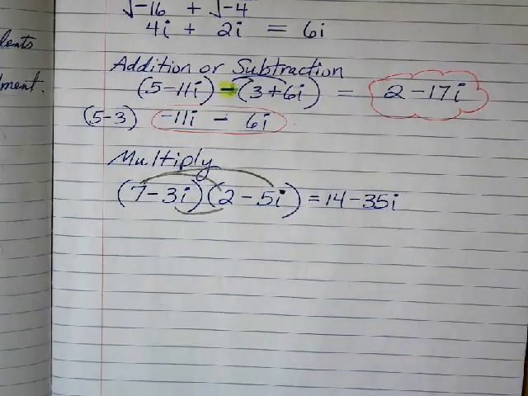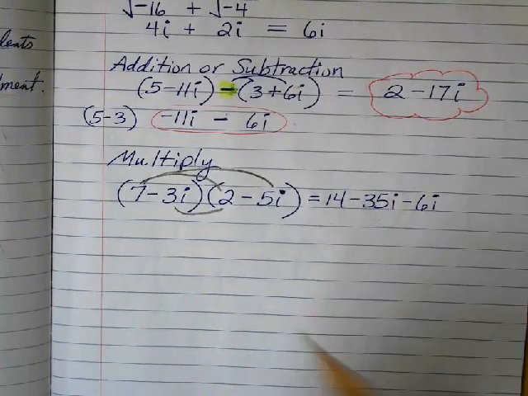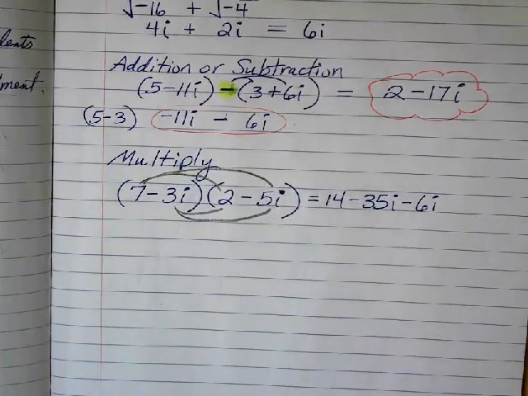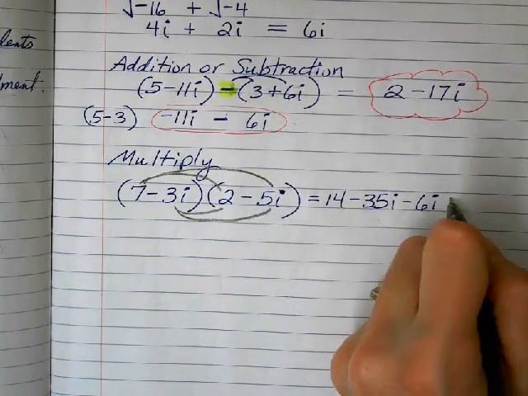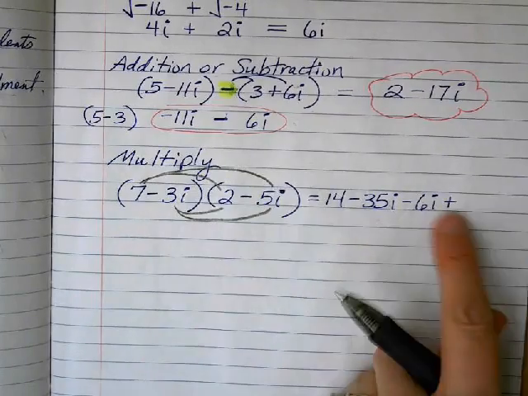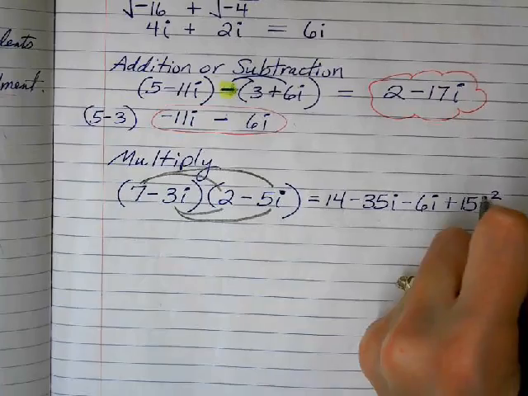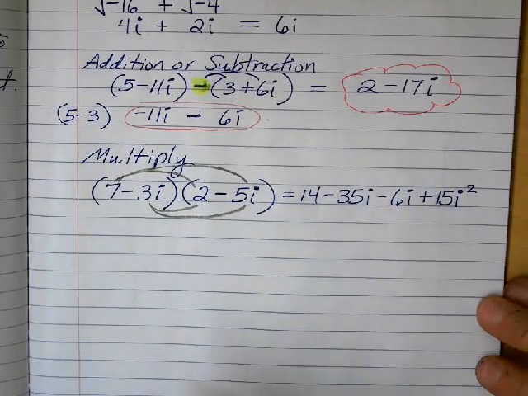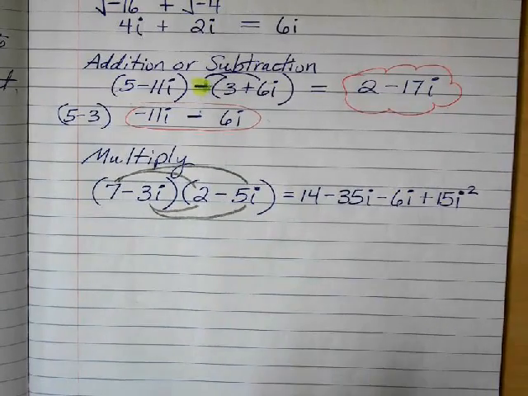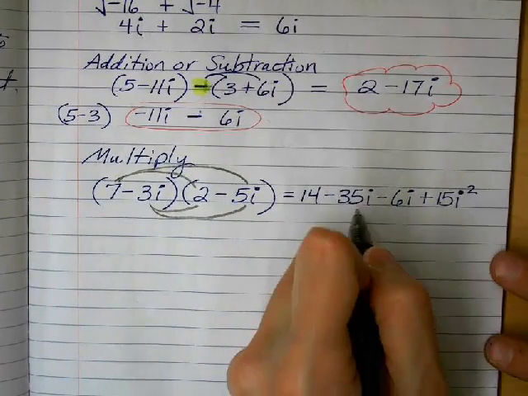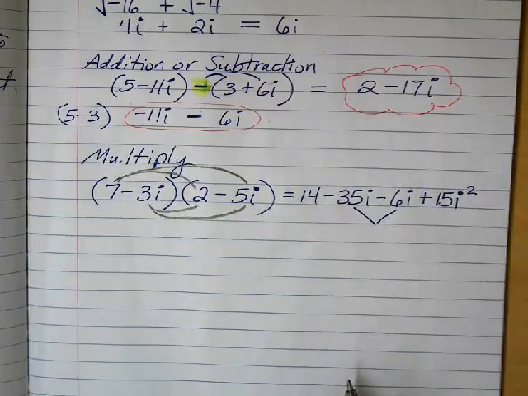Good job. Then the last one is this negative 3i times this negative 5i. Remember, a negative times a negative is positive. 15i squared. Now combine some things. That's not quite done yet. It's almost done. You could put the 35 and the 6 together, the 35i and the 6i. So we got 14 minus 41i.